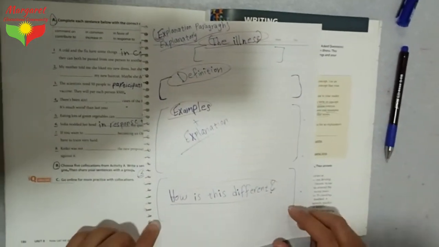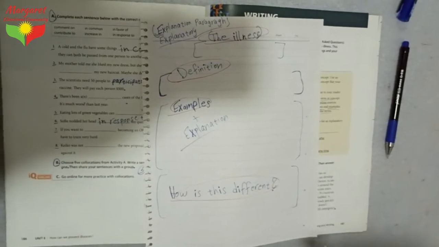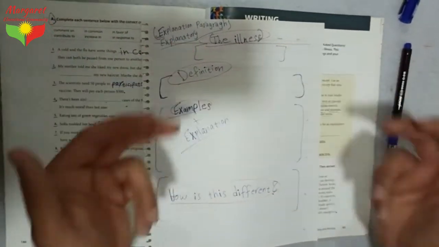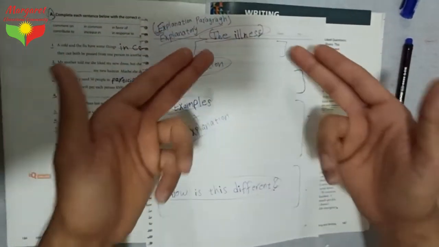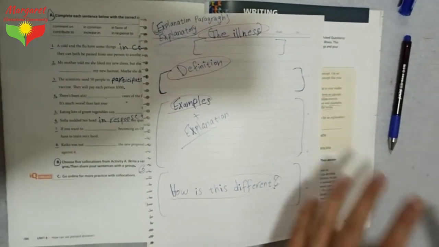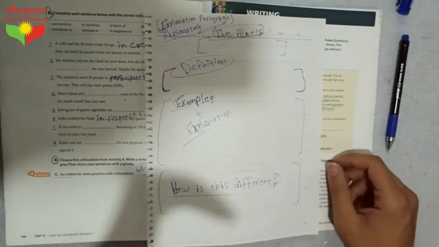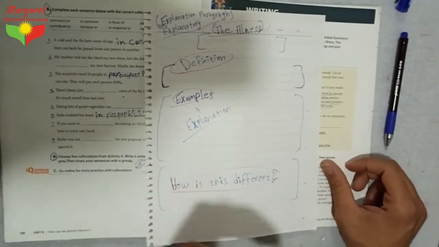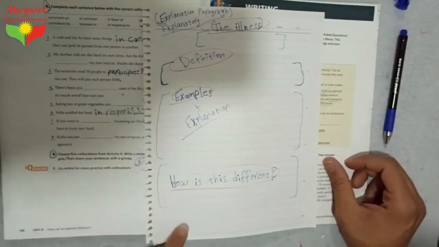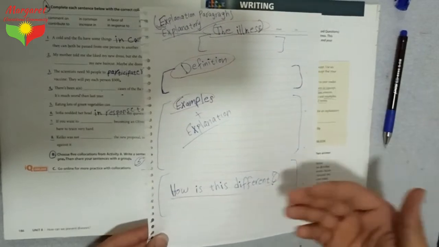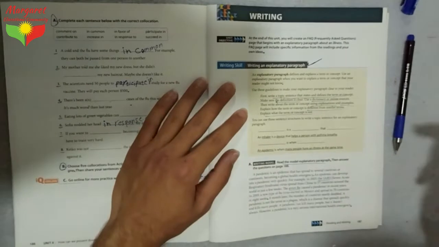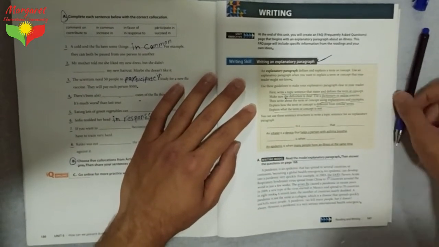The last thing you do is talk about how this is different. For example, if this is cancer, you are writing an explanatory paragraph about a disease, and this is cancer. How is cancer different from other diseases? For example, you could say that there is no cure for cancer, or it kills many people. This is the idea of the explanatory paragraph. This is very easy, and now you can see everything in a picture. My dears, there you go with the explanatory paragraph.